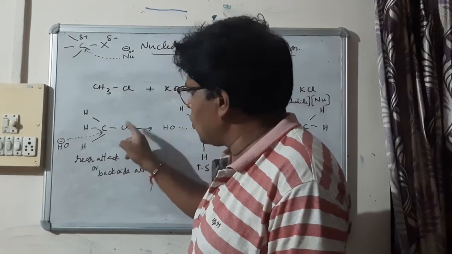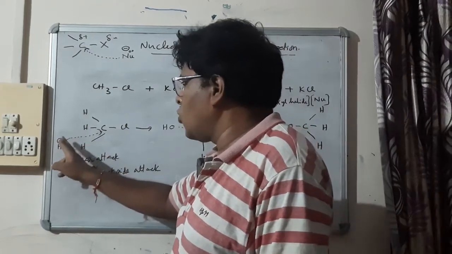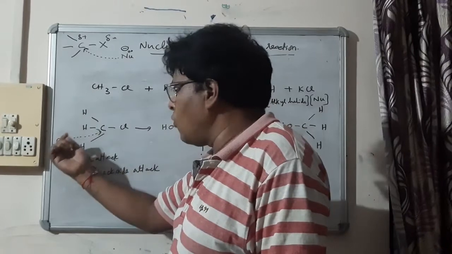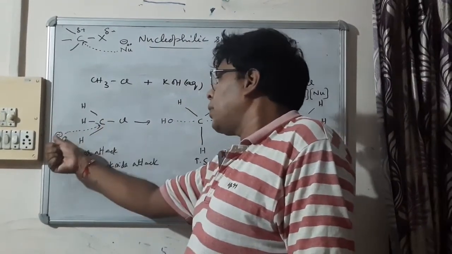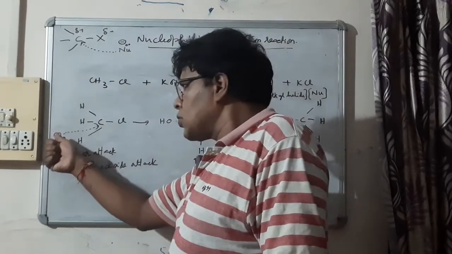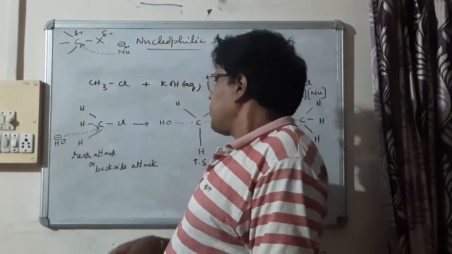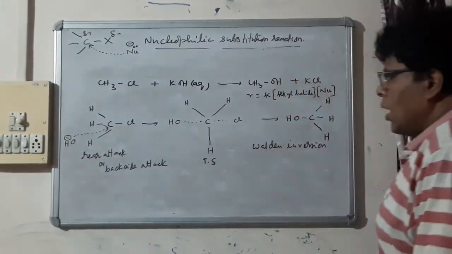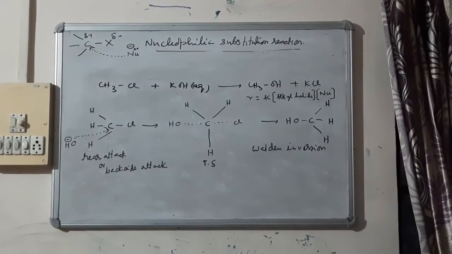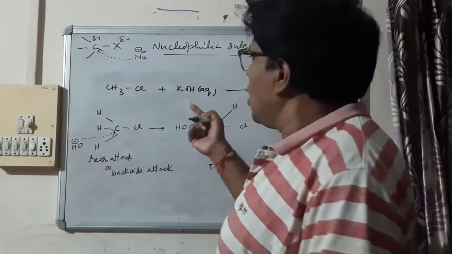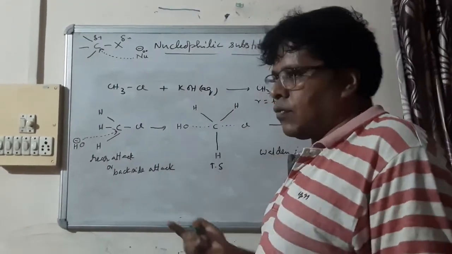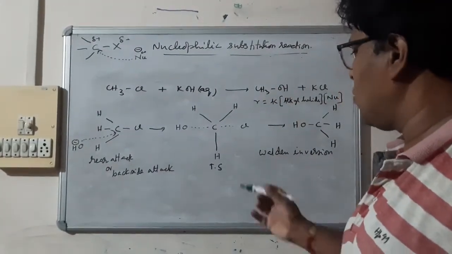Species rich in electrons, so this nucleophile always prefers to come from the side opposite to this one. This is called backside attack, and that happens in the case of the SN2 mechanism.